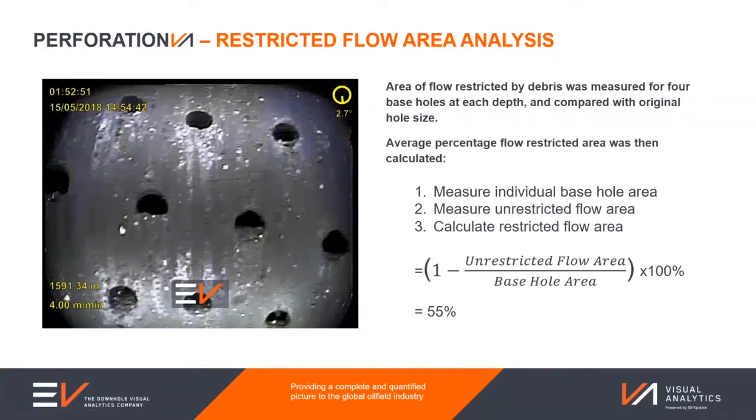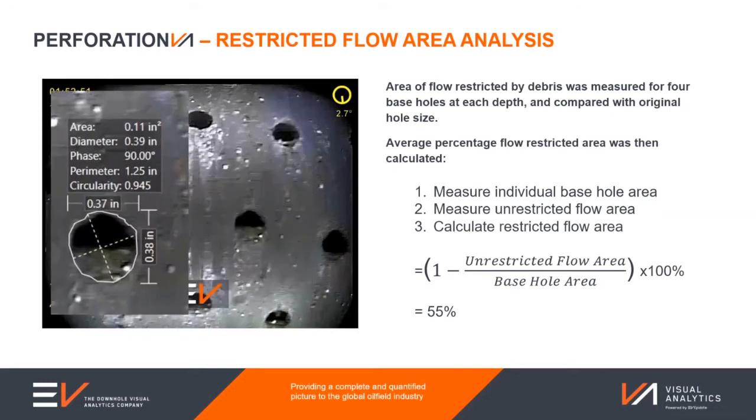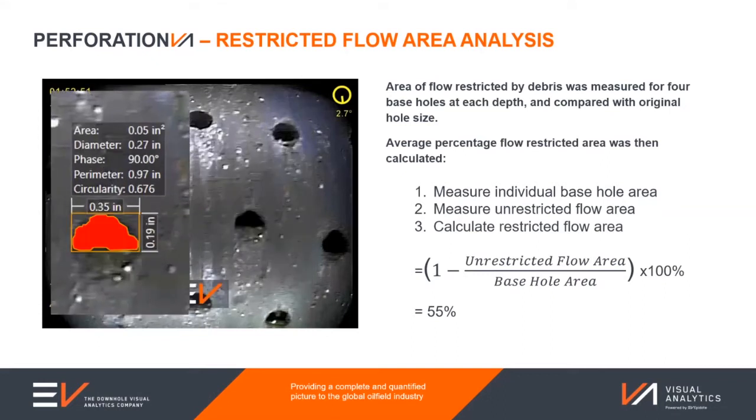It may have brought with it solids, either freely moving or in suspension, that are now starting to settle in the perforation tunnels themselves. But by looking at the original perforation size and comparing the cross-sectional area that's available for flow, we can now start to understand if these perforations or base holes have been compromised in some way and affect the overall flow and contribution from that zone.